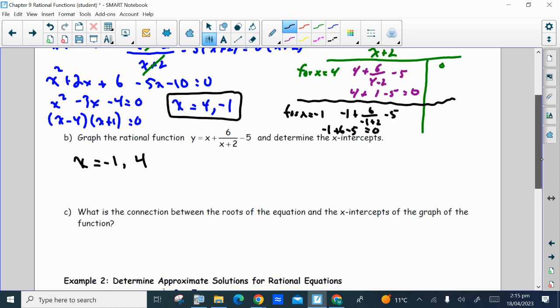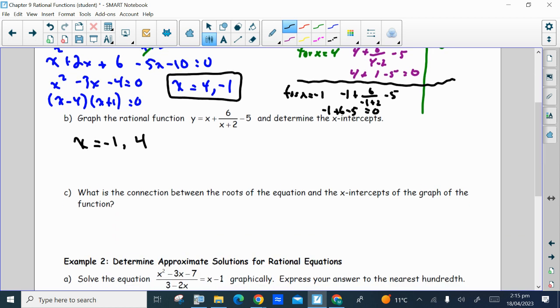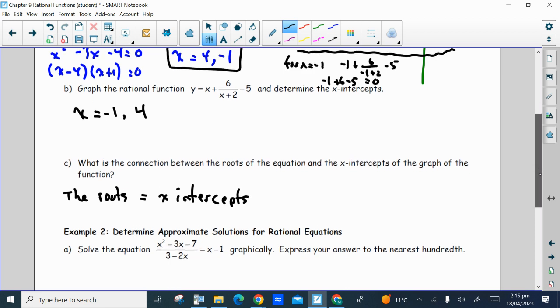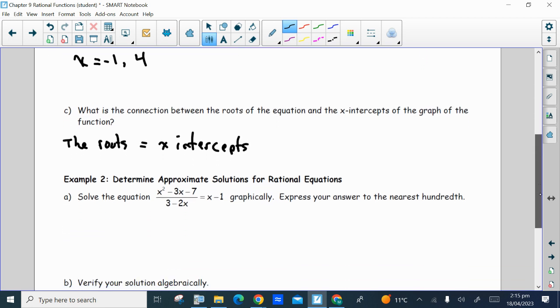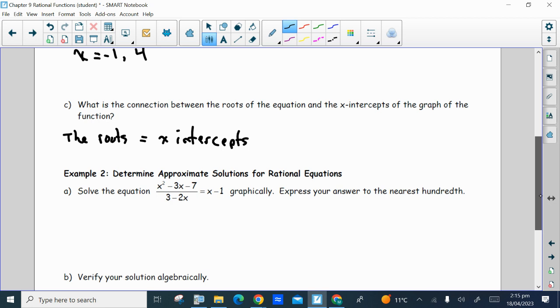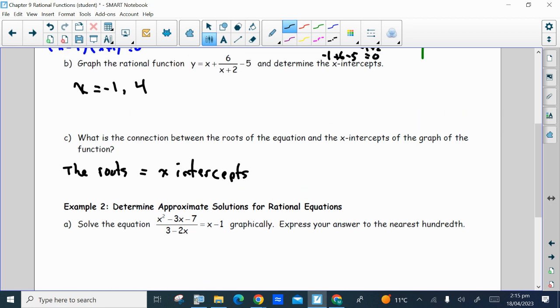So the connection between the two is that they are the same. The roots of an equation equal the x-intercepts. They are the same. So when you're asked for the roots, you're asked for the x-intercepts. It's the zeros, it's also the solutions. They all mean the same thing.